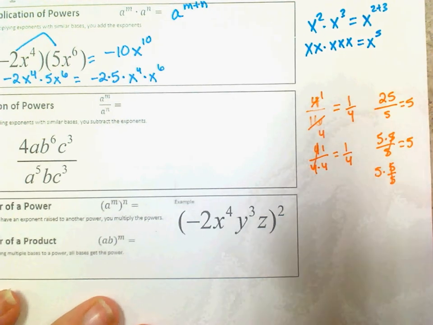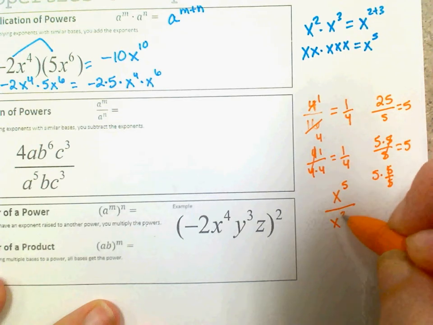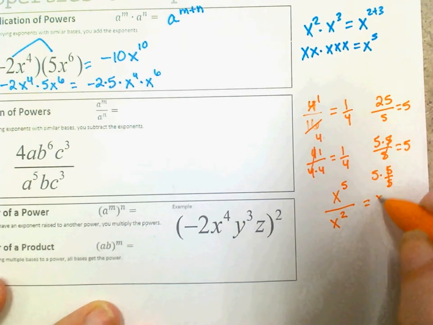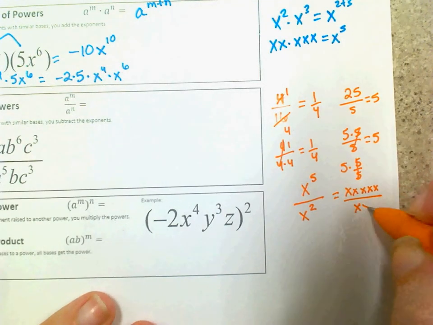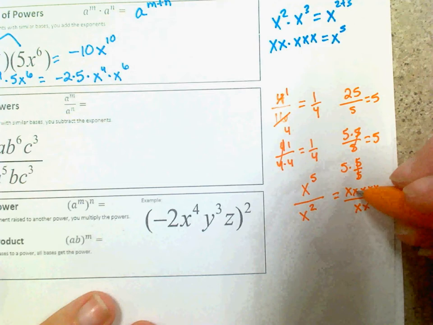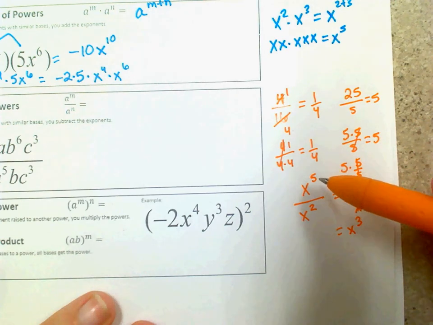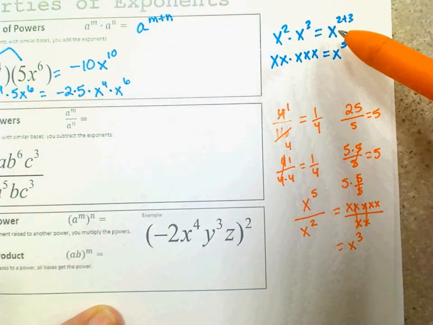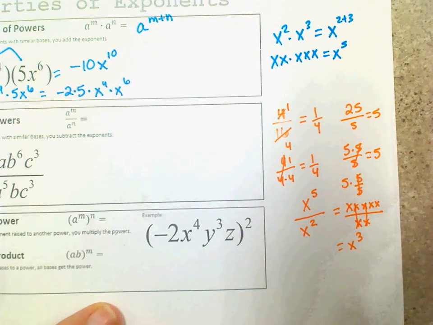Okay? So if I have x to the fifth over x to the second, that's like saying I have 5 x's divided by 2 x's, and so 2 of those can simplify down to 1 from top and bottom, leaving me with just x to the third. So when you think about the operation, when we multiplied, we added the powers. Well, when we divide, we subtract the powers. So it's 5 minus 2, which is 3.